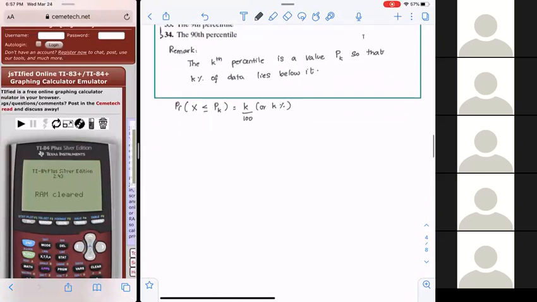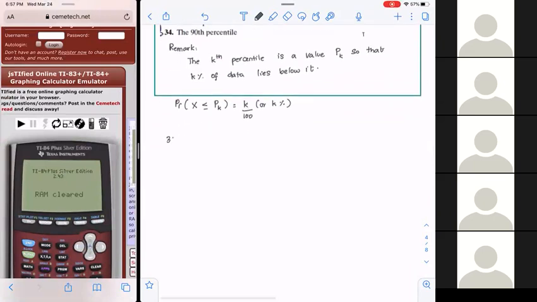So problem 33, we want to find the 9th percentile. In other words, we need to find P9. What does P9 mean? P sub 9 means the probability that x is less than or equal to P sub 9 must be equal to 9%, or 0.09. And that's what we need to do.